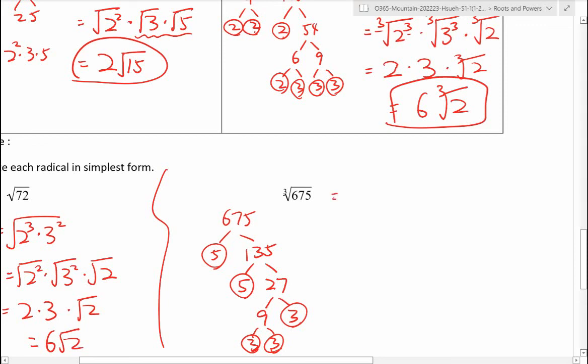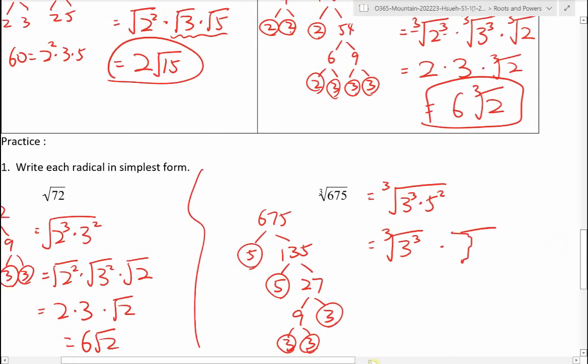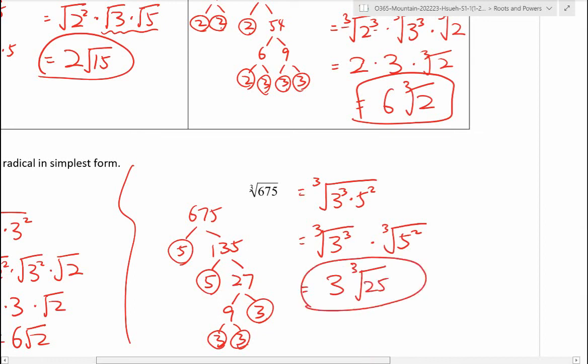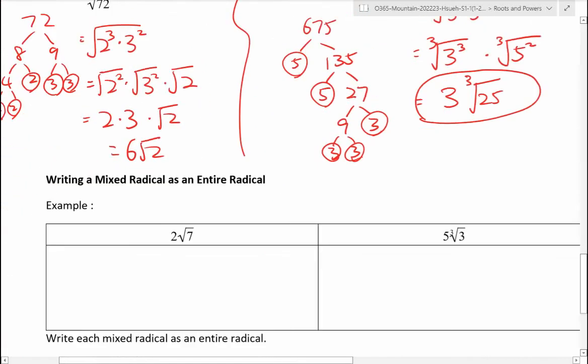Okay. So that means the cube root of 675 can be rewritten as 3 cubed times 5 squared here inside the cube root. This one's easy to split. It's going to be cube root of 3 cubed, and then the cube root of 5 squared. Okay, now the cube root of 3 cubed is just going to be a 3. Nothing we can do about the cube root of 5 squared, so let me just square the 5. So 3 times cube root of 25. Okay, hopefully that's what you got.